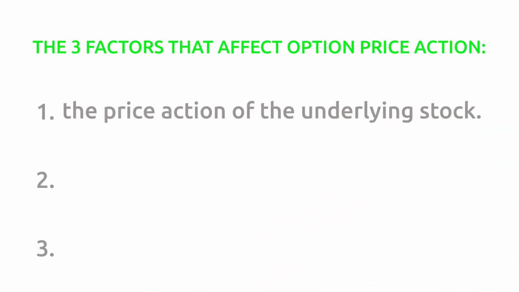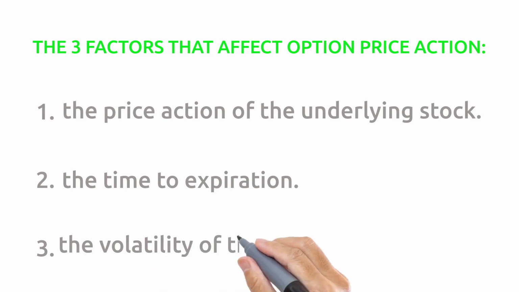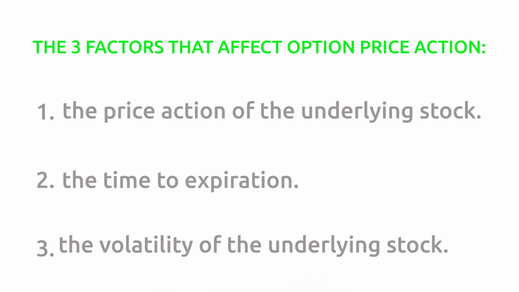The three factors that cause an option's price to move are the following. 1. The price action of the underlying stock. 2. The time to expiration. 3. The volatility of the underlying stock.